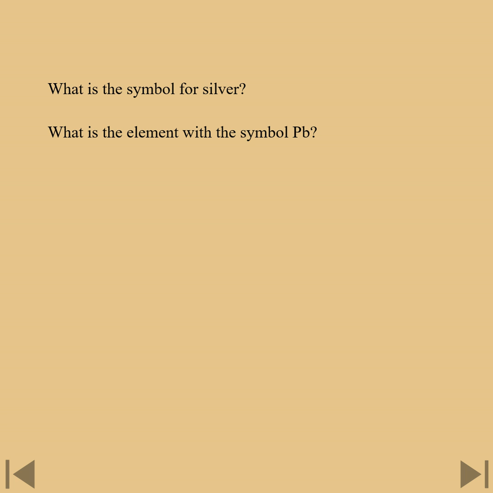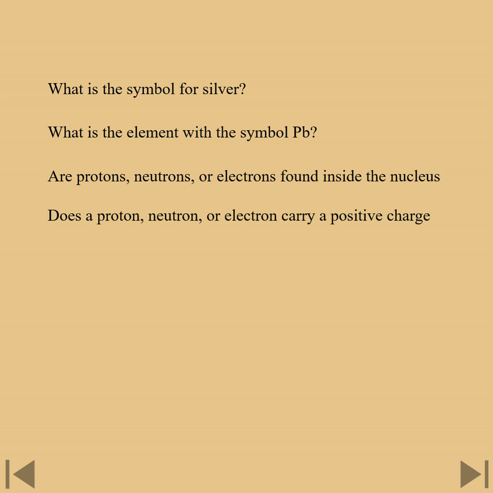And are protons, neutrons, or electrons found inside the nucleus? This would be protons and neutrons. And which carries a positive charge? Of course that's protons. And now which element has 35 protons? Well, let me grab my periodic table. And element 35 is bromine.